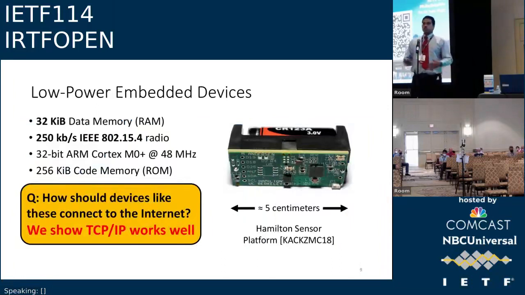So to make this more concrete, I'm going to tell you about the platform we used in our research. It's called Hamilton, and some of the stats of this platform are on the slide. The key point here is that this kind of device is more powerful than the devices we had when low-power research first got started in the early 2000s, but it's still substantially less powerful than even a Raspberry Pi. You cannot run Linux on a device like this. Instead, you have to run a specialized embedded operating system.